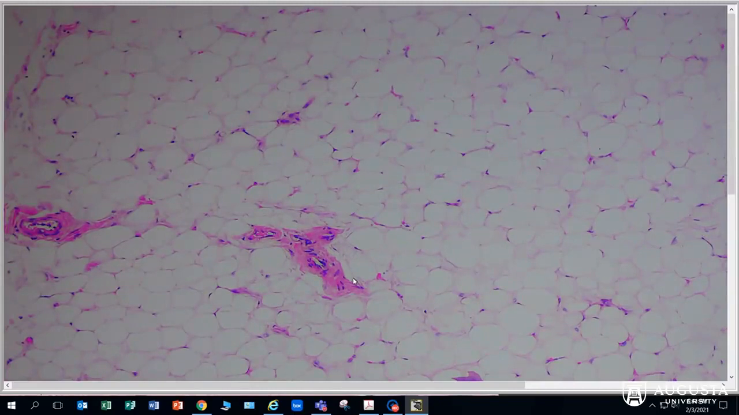And I don't want you to focus here when you're looking at this slide. These are blood vessels and blood supply and nerve supply. I want you to focus on this area right here. So if we move the 40x objective in place, we can see that each of these circles is a cell.